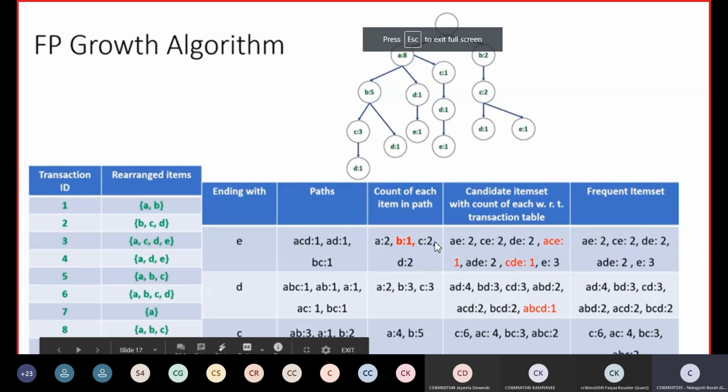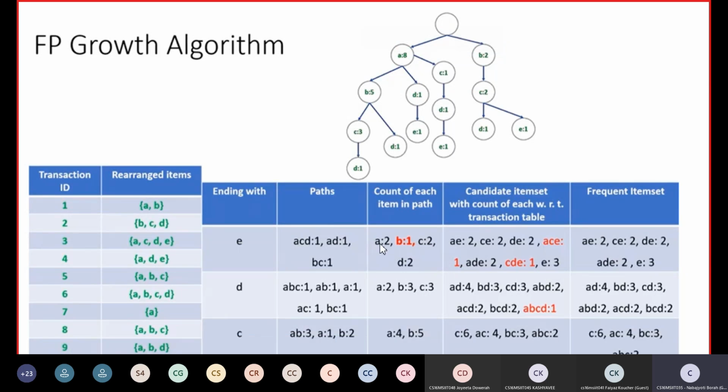Whoever has a count less than 2 will be excluded. I have only A, C, D remaining. Now I will find the candidate items with them, like AC, AD, and AE.